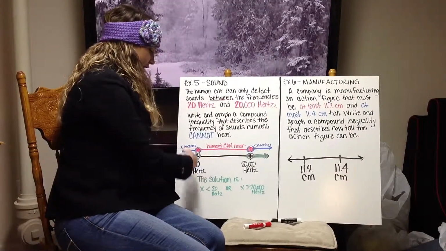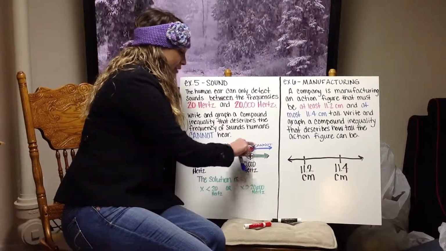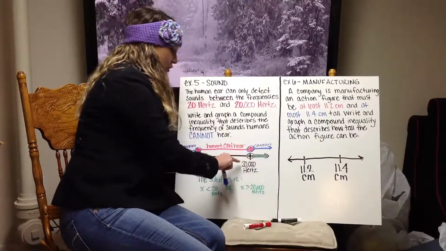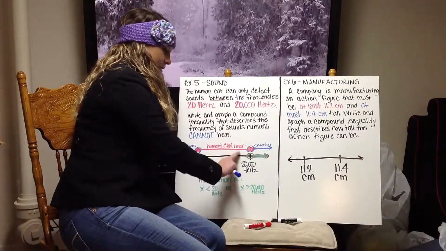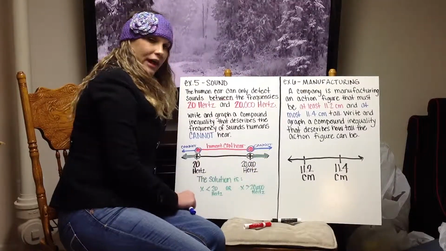So we're going to graph an open circle and to the left. We also have this region over here on the right. Again, an open circle to the right. So these inside sounds were the ones that we could hear. All of the ones that cannot be heard would be on both outsides.